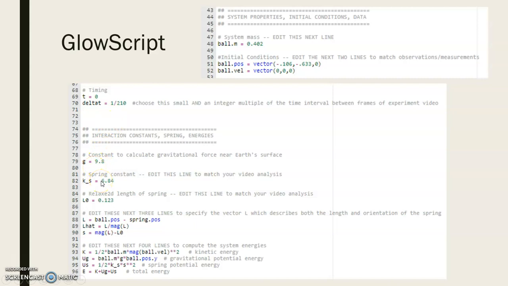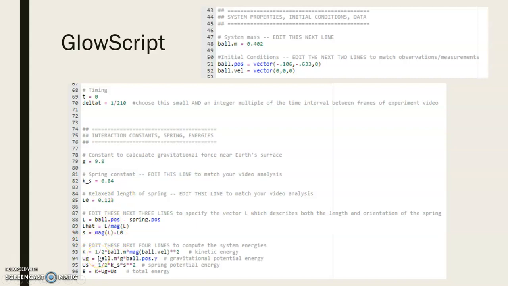We found the spring constant through 4 times pi squared times the mass over the period squared. We found the relaxed length of the spring through the magnitude of the length, so 0.7, minus mass times gravitational constant over the spring constant. Next, we have these formulas. The length is equal to the ball's position minus the spring position. This is just the directional version of this, because we divide by the magnitude. The stretch is equal to the magnitude of L minus the relaxed length of the spring.